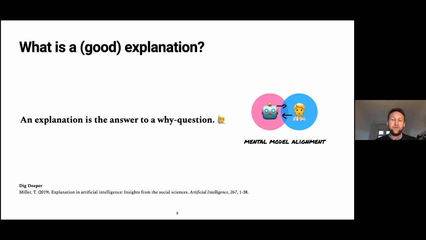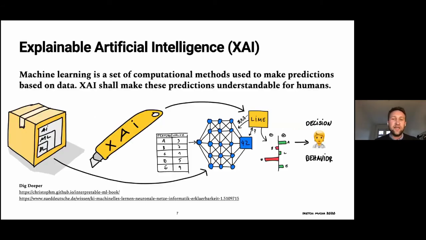To answer this question, we, of course, must first understand what AI is. A little disclaimer, this slide will take a little longer, but it's somewhat important. It is the foundation. But we've heard some of this before, so I can also be a bit briefer here. Machine learning, or ML, is a set of computational methods used to make predictions based on data. And interpretable or explainable machine learning refers to methods and models that make the behavior and predictions of ML systems understandable to humans.